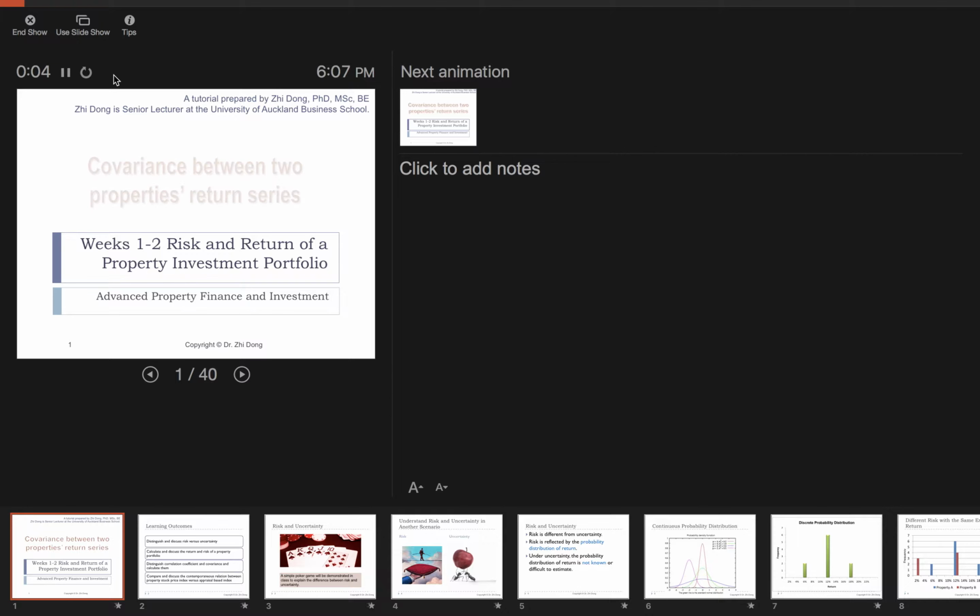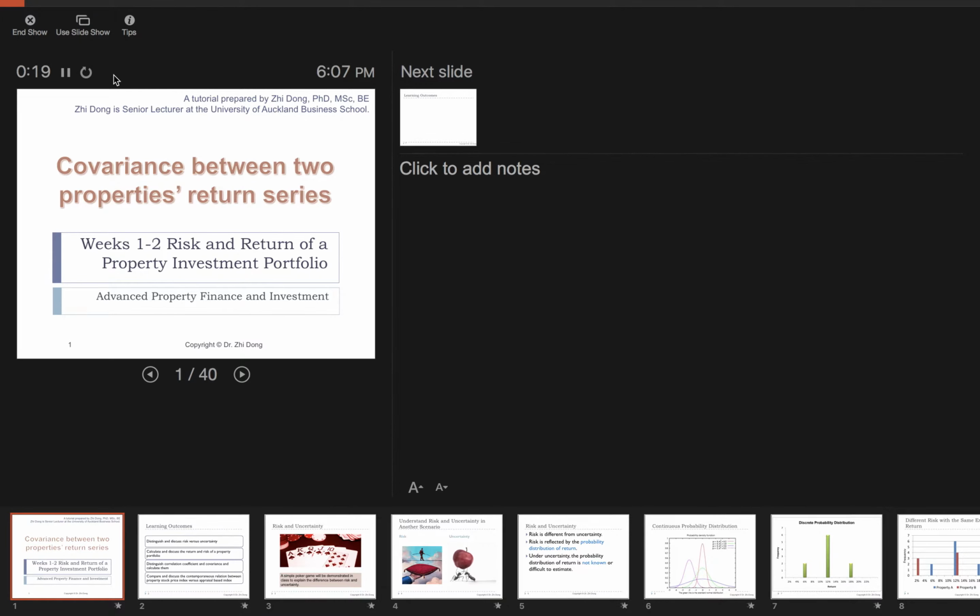Hi guys, in this tutorial, I'm going to demonstrate to you the concept of covariance between two properties' return series and the calculation of the covariance. The same concept, principle, and calculation process can be used for any covariance between two investments' return series. I'm going to demonstrate this concept using an example.